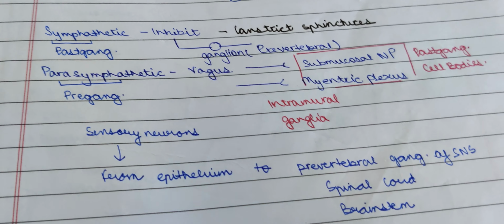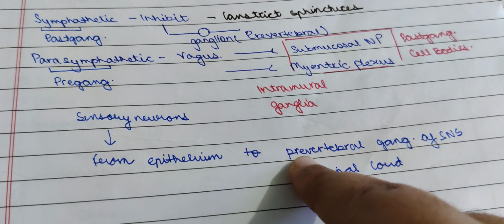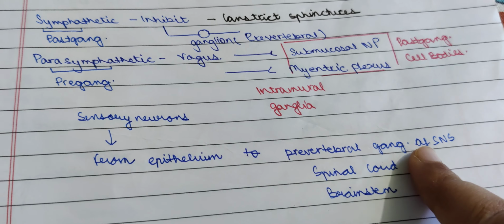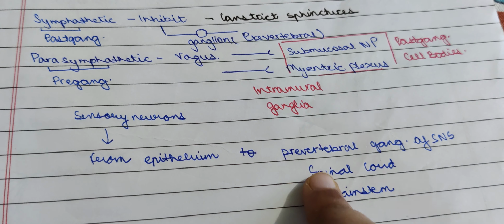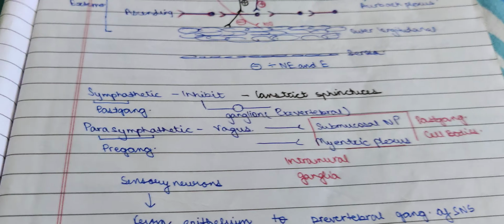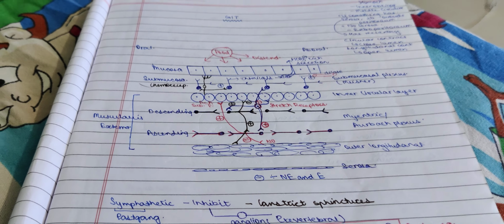Now, what are the sensory neurons? Sensory neurons come from the epithelium to the prevertebral ganglia of the sympathetic nervous system, spinal cord, and the brainstem. So this was about the nervous control of the GIT.